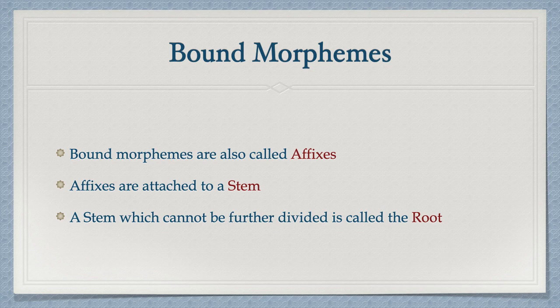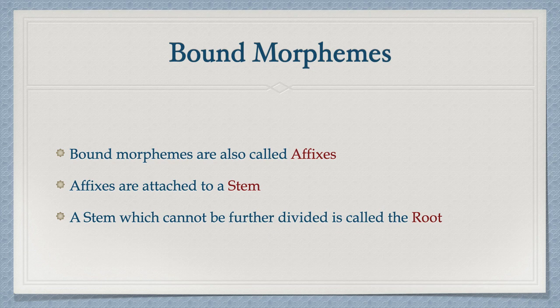Now, when you attach an affix to something else, that is called a stem. So, affixes are like leaves on a tree. Leaves are usually attached to a stem. The stem more or less stands by itself, but the leaf has to be attached to the stem. Similarly, affixes have to be attached to a stem. Now, what exactly is a stem? A stem is not necessarily a free morpheme. A stem could be a free morpheme. It could be a combination of a free and one or more bound morphemes. So, whatever an affix is attached to is called a stem.